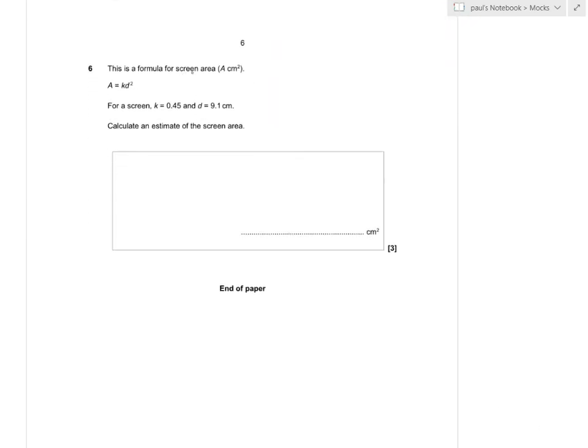Here's a formula for screen area. A equals K D squared. For a screen, K is 0.5 and D is 9.1. Calculate an estimate of the screen area. So let's put A equals 0.5 times D, call it 10. 10 squared, 100, equals 50. 50 centimeters squared. That's an estimate.